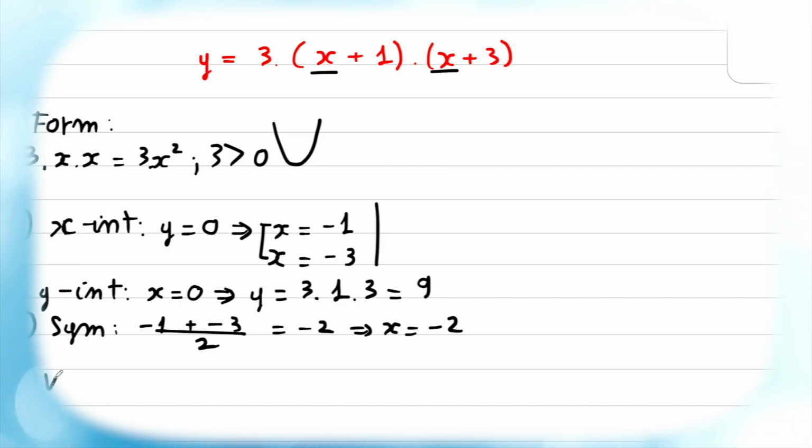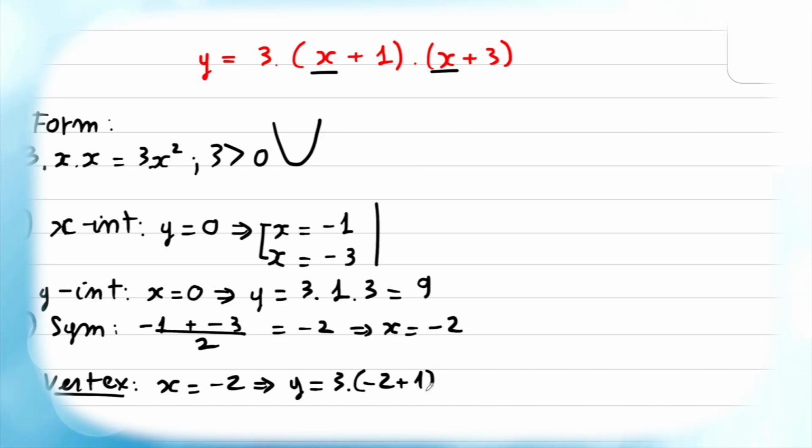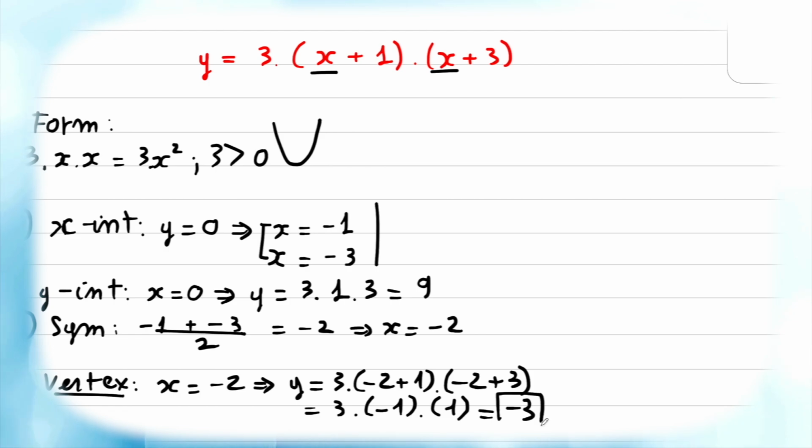And about the vertex of this graph, we have x equal to -2, substitute this one into the equation. You got y equal to 3 times (-2 plus 1) times (-2 plus 3). Here is 3, here is -1, and this one will be 1, equal to -3. That's it. So we have (-2, -3) for the vertex of this case.